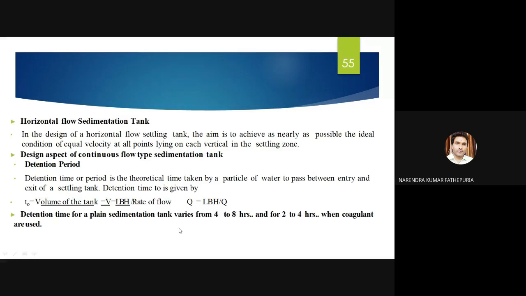This is T actually. T is equal to LBH divided by Q. The mistake we have written it. So detention time for plain sedimentation will vary from 4 to 8 hours, and 2 to 4 hours when coagulant is added. If you are adding coagulant, the process will be faster, so less detention time will be required for settling down all the discrete particles.